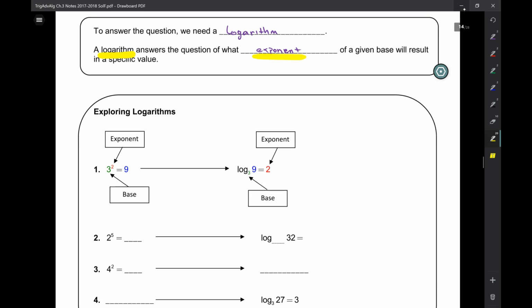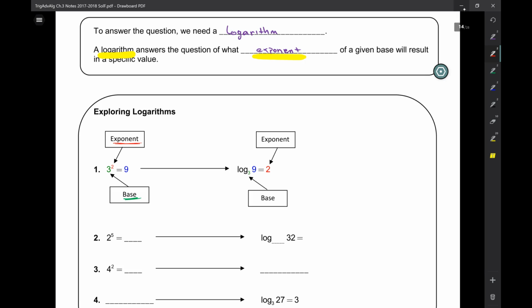So, in fact, let's explore logarithms. Take a look at this. 3 to the power of 2 is equal to 9. You've seen it all the time. It's nothing too mysterious. And I've got some color-coded action happening here. The 3 is the base, we call that a base. The 2, we call it an exponent. So that's 3 squared. And the 9 is the value.